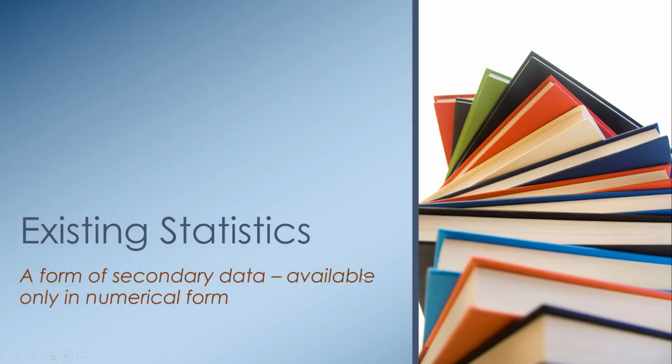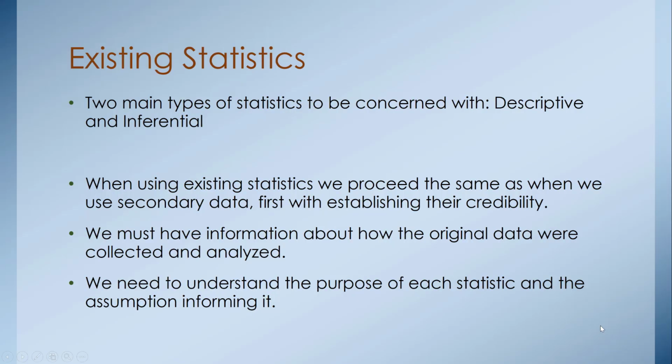We also have the option of using existing statistics, and this is a form of secondary data, but it's available only in numerical form, and statistics have actually already been computed on this. So you don't have access to the raw data, you only have access to the statistics that have already been computed for this data set. There are two types of statistics, and when we get into the next few weeks we'll be talking about these: descriptive and inferential. Descriptives are statistics that just describe characteristics of the sample population. Inferential are where we make statements about the data relating to a larger population.